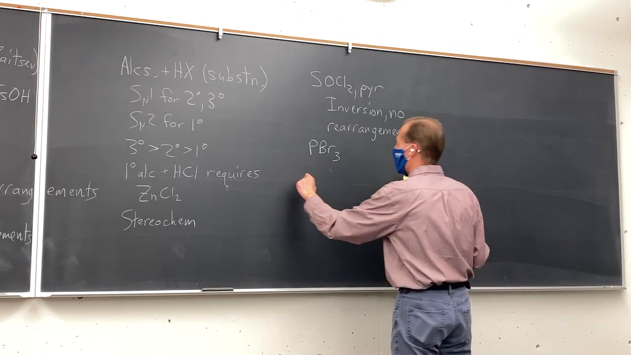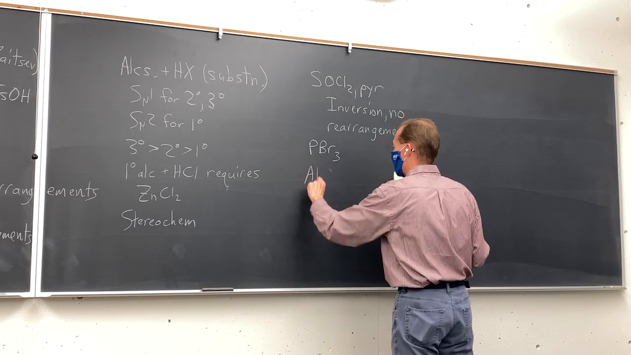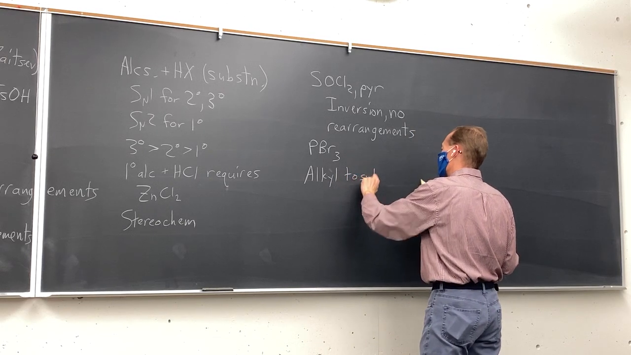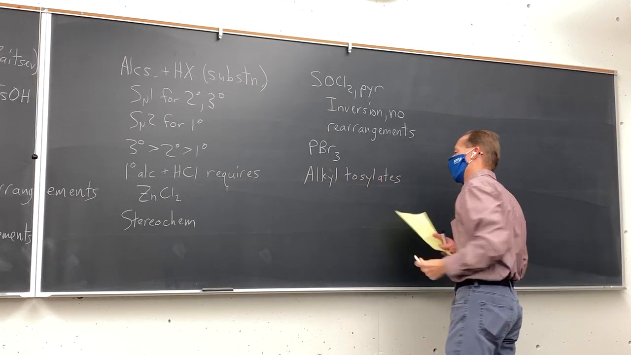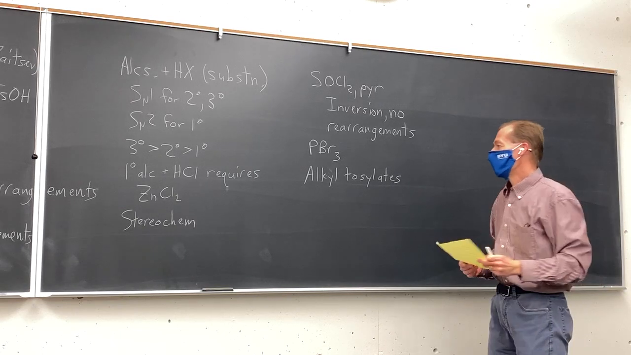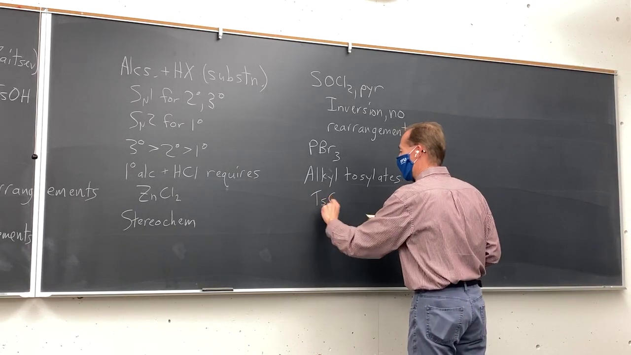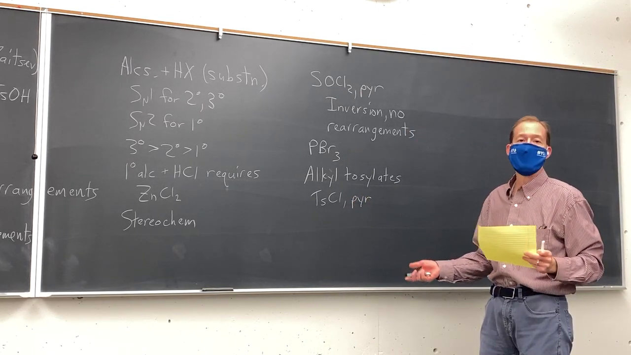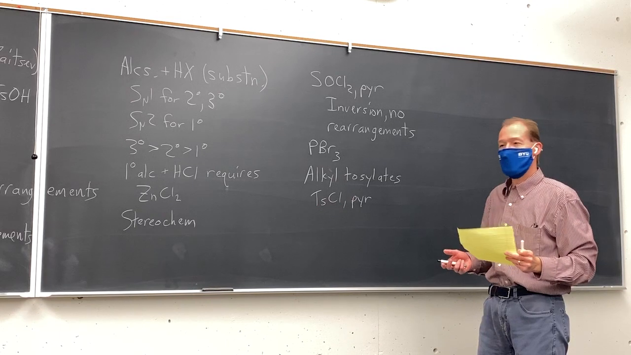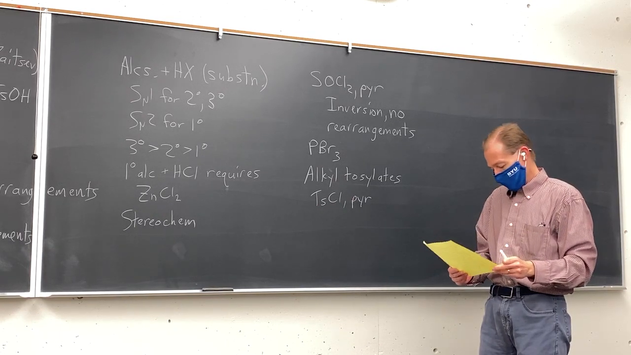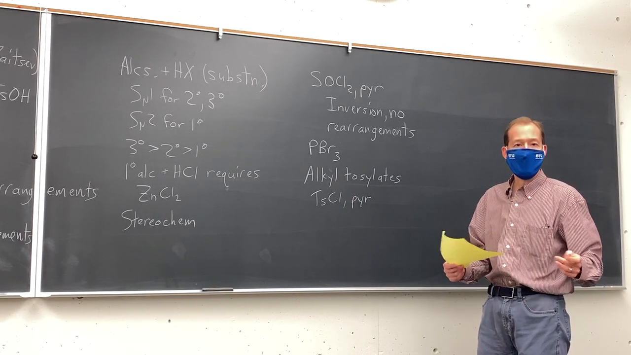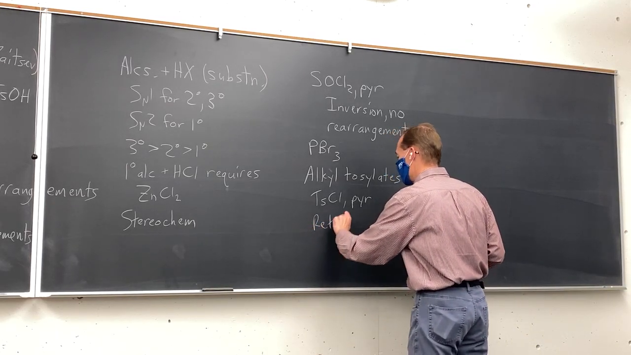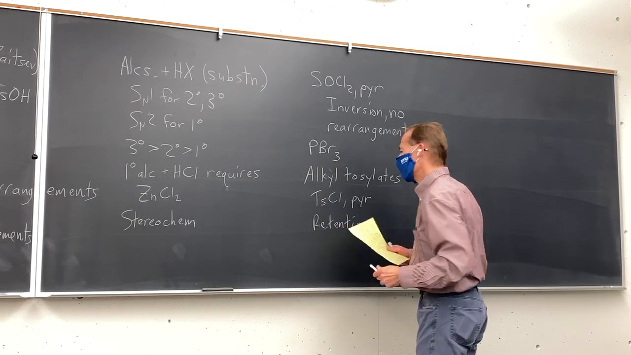Then we learned of a third way of converting alcohols into a good leaving group, and that is making alkyl tosylates. Okay. So we learned the reagents for this, tosyl chloride and pyridine. We learned the mechanism for this reaction. And then we learned why this was important. This was the one way of converting an alcohol into a good leaving group that proceeds with retention of configuration.